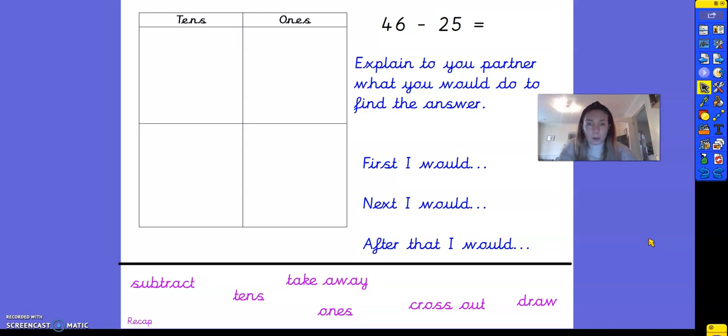So to start with, it says on the screen explain to your partner, but you can either just think about it yourself or if somebody is in the room with you, you can explain it to them. So first of all, I've got this grid here which we've been looking at, and I've got my number sentence. I would like you to think about or explain to somebody, how would you find the answer? And I've put some sentence stems here to help you and some vocabulary. So I'd like you to start with, first I would, next I would, after that I would, and talk them through what you would do, how would you use this to help you find the answer. Off you go.